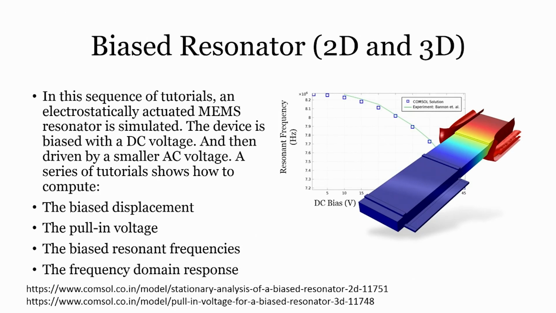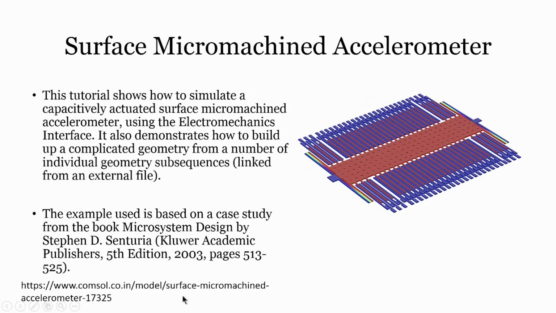So there are two different types of example. One is stationary analysis, then we have pull-in voltage. So the amount of voltage that is required to bend the cantilever beam a certain amount is a pull-in voltage. Then we have a different example of a surface micromachined accelerator.